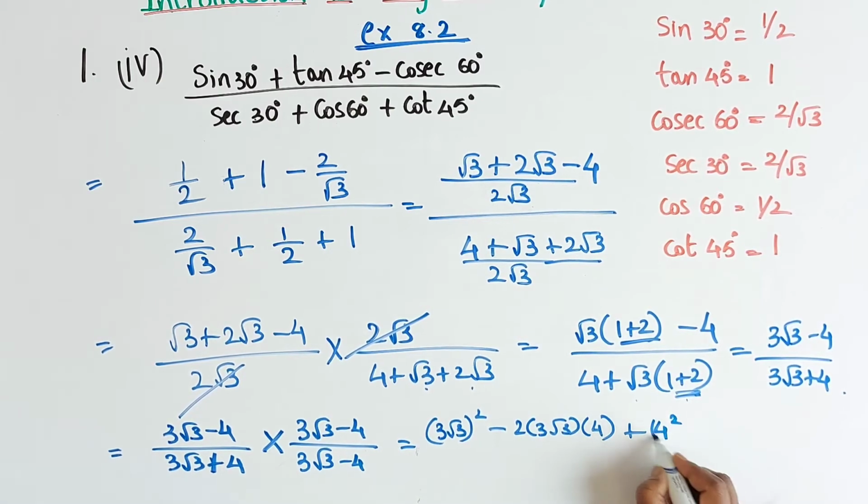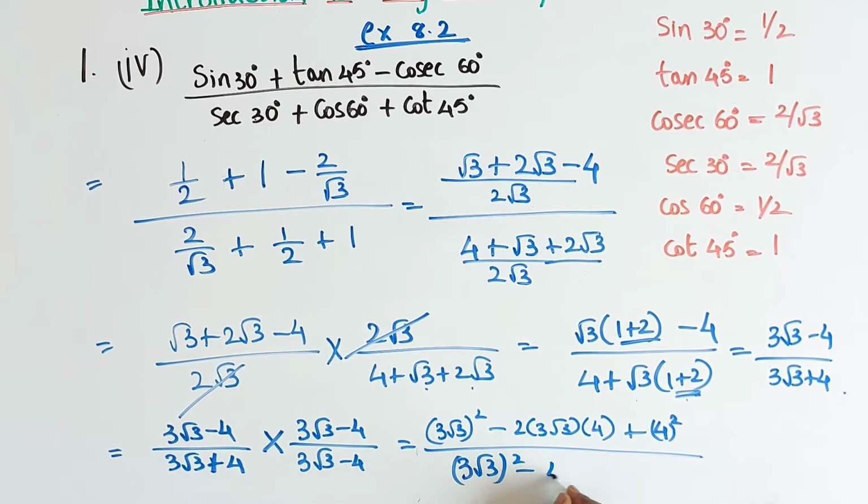Correct, children? Now in the denominator this is in (a plus b) into (a minus b) form. That means a square minus b square will come. (3 root 3) whole square minus 4 square. Now we'll solve. (3 root 3) square. 3 3s are 9. Root 3 square is 3. 9 into 3 is 27. Minus 2 4s are 8.